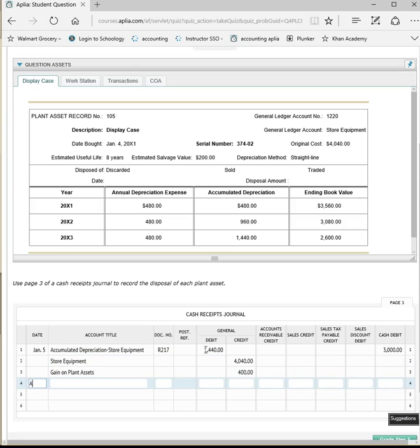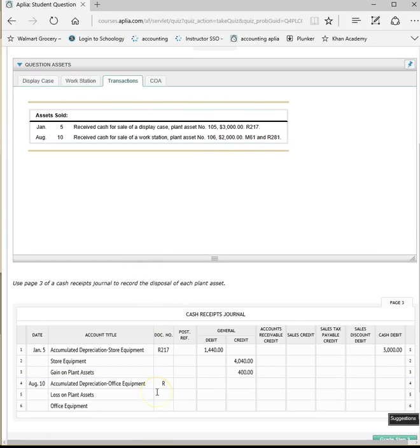Cool, now the next one, August 10th, accumulated depreciation, office equipment. Then we're going to do loss on plant assets. We have to put it first because it goes on the debit side. And then office equipment. This goes on the credit side, so it goes last. Okay, our accumulated, receipt number 281.